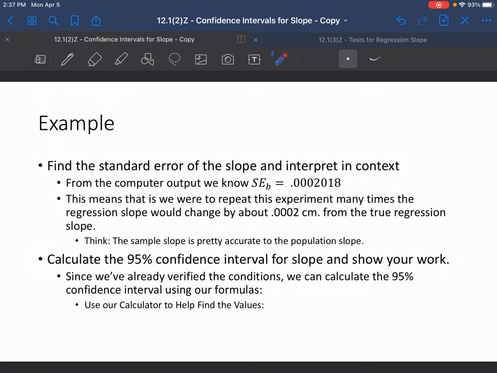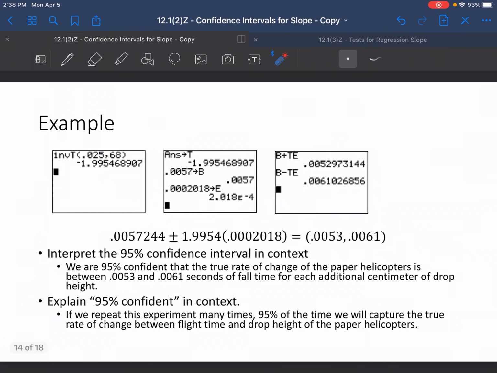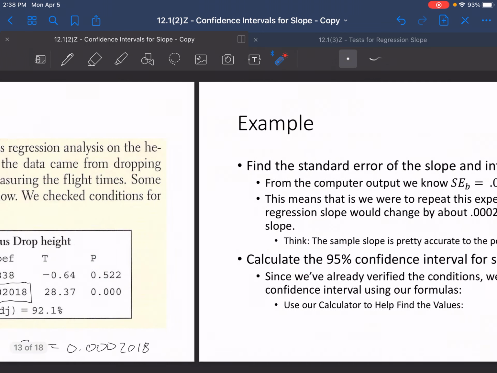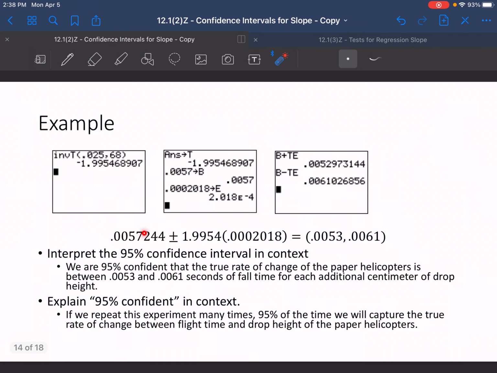And then if we were going to calculate the 95% confidence interval for slope and show our work, since we've already verified the conditions, we can calculate that confidence interval using our formulas, and we can use our calculator to help us find those values as well. So if we use what we were given in this problem, our statistic, when we're setting up that confidence interval, represents your slope. And so that 0.0057244, that's your slope, plus or minus.